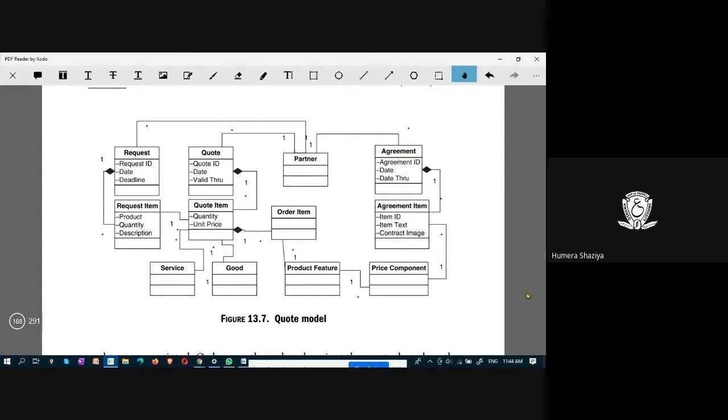Okay, this is like the entire phase of quotation and agreement, represented as the quote model.